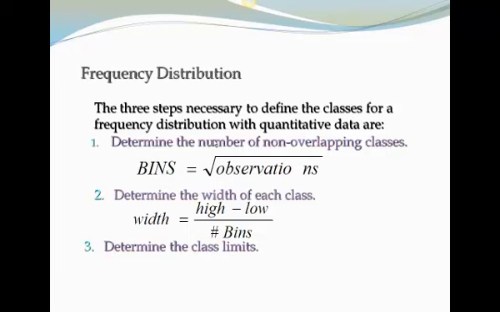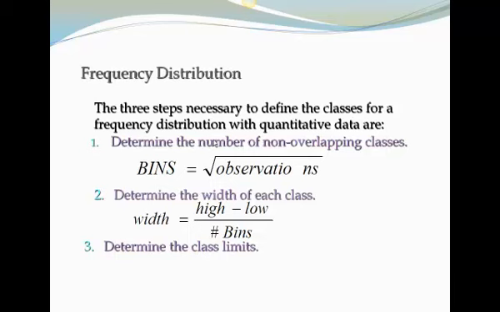Then you need to determine the width of each class. So once you have the number of bins, you have your denominator here. So the width of each class would be then determined by the entire distribution of your data. So in order to find that, you would need to have your highest value from your data and your lowest value from your data.